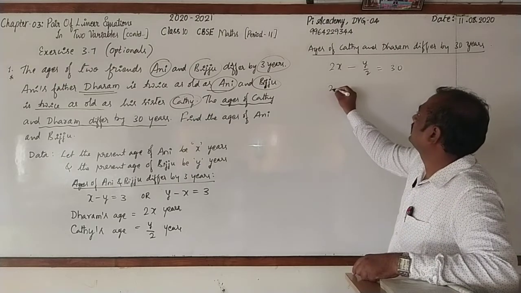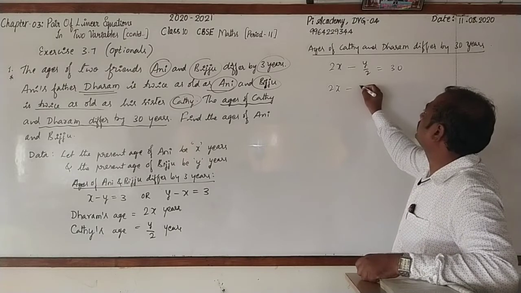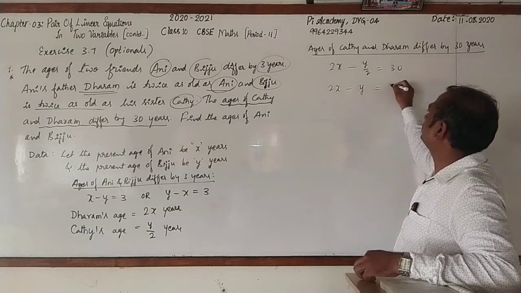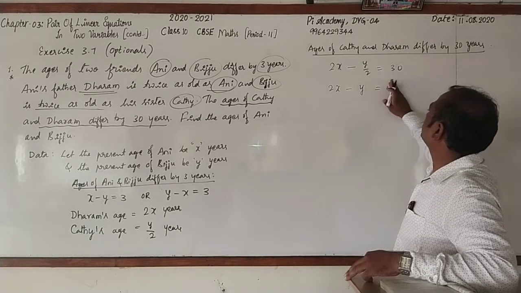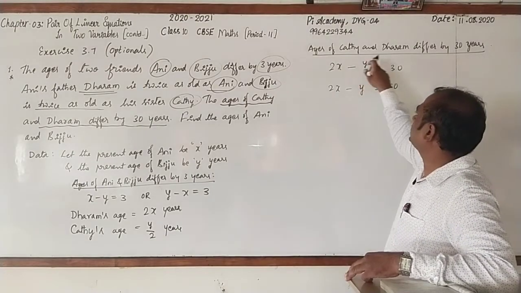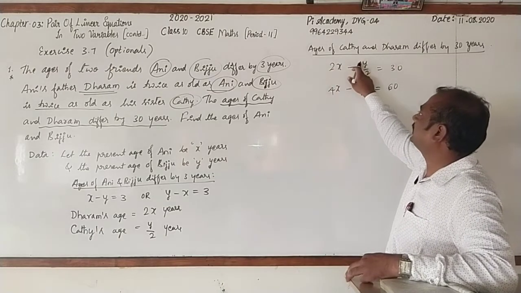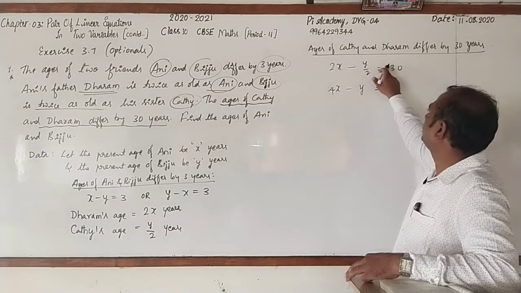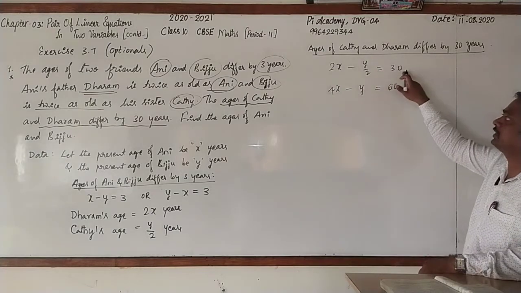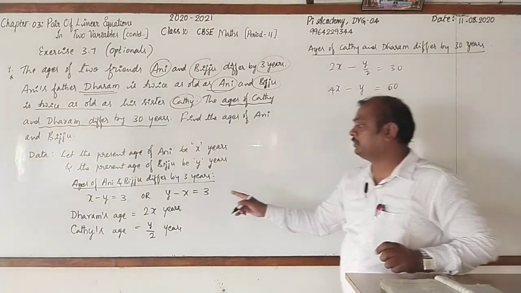You can go for multiplying 2 with all the terms. It is 2x minus y is equal to 60, because in the denominator 2 is there. So this denominator is multiplied with all the terms. 2 2s are 4, 4x. Here multiply 2, 2 get cancelled, minus y. Here multiply by 2, it will be 2 30s are 60. Clear? Now here we have two cases.